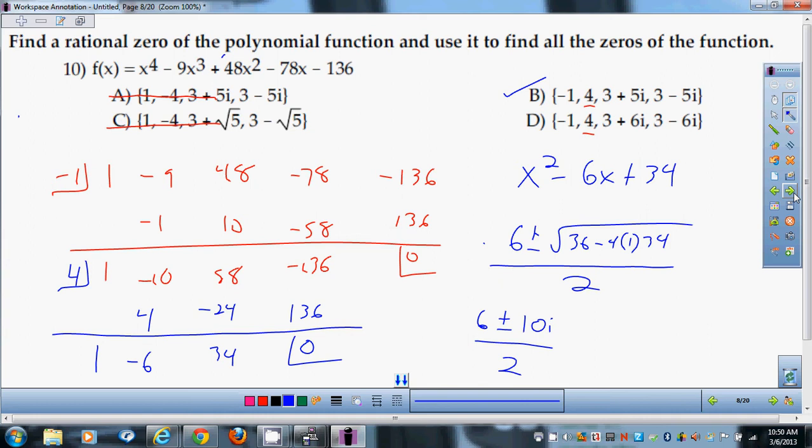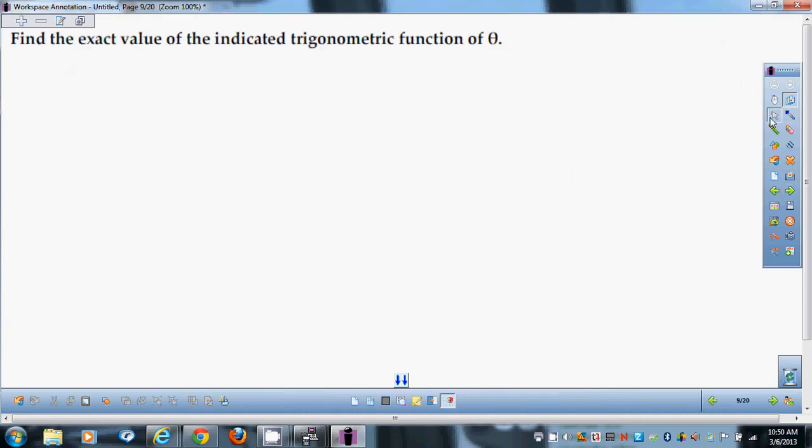Find the exact value of the indicated trig function at theta. What's it going to look like? It could be a triangle, or it might just be something like secant of 3 pi over 4 or something. Oh, wow. I didn't even remember that it was secant, or over 4.